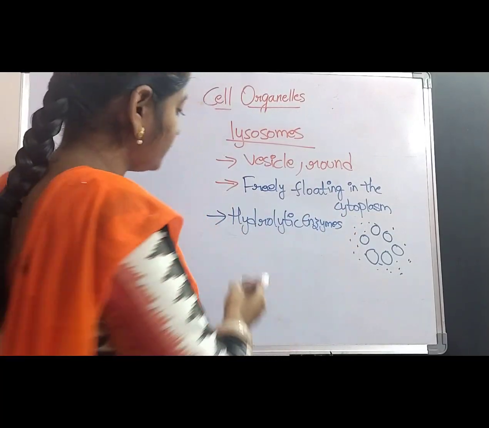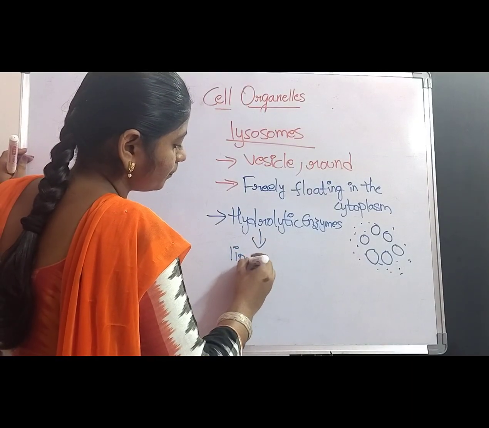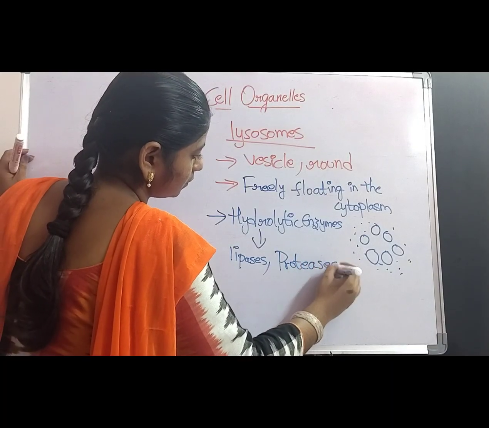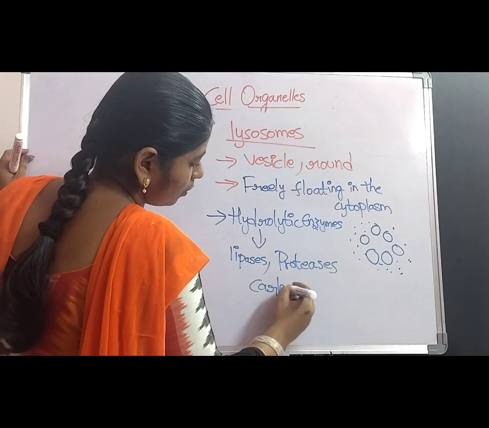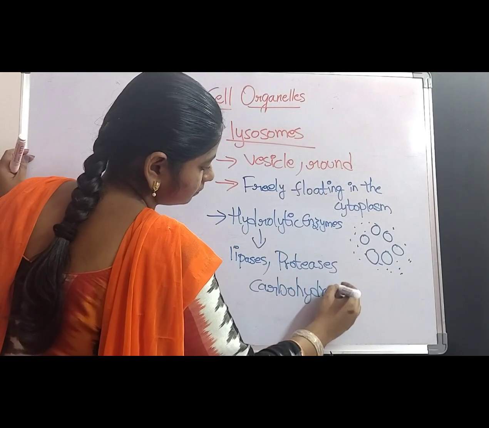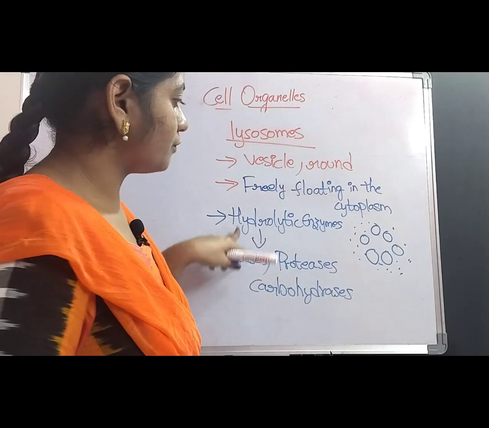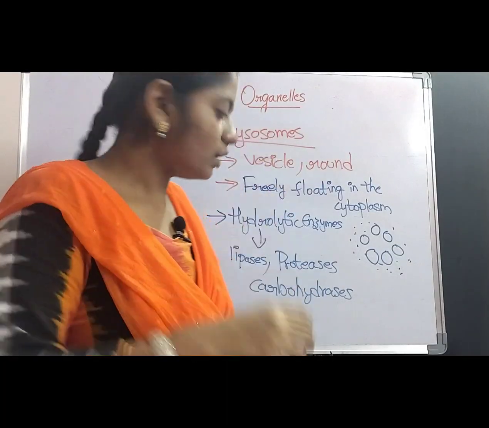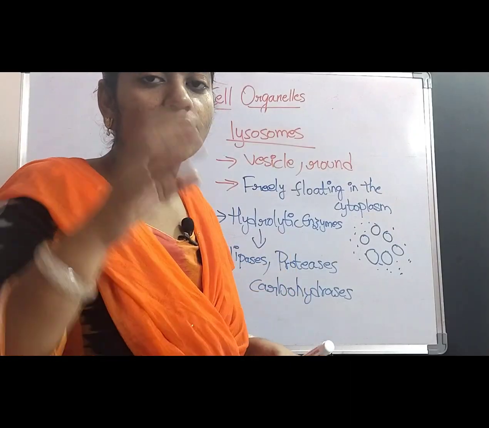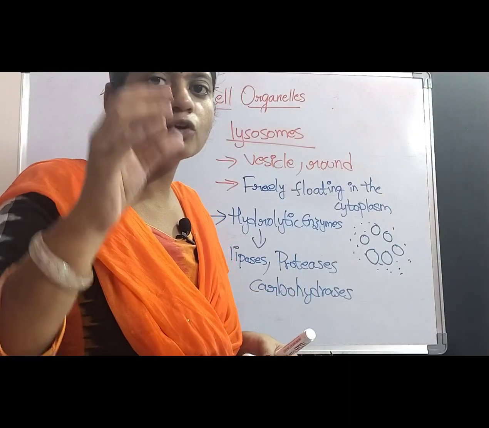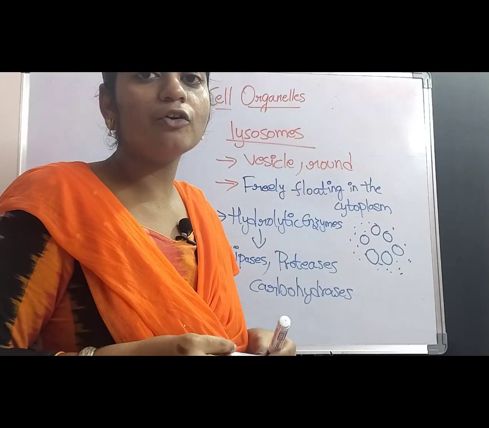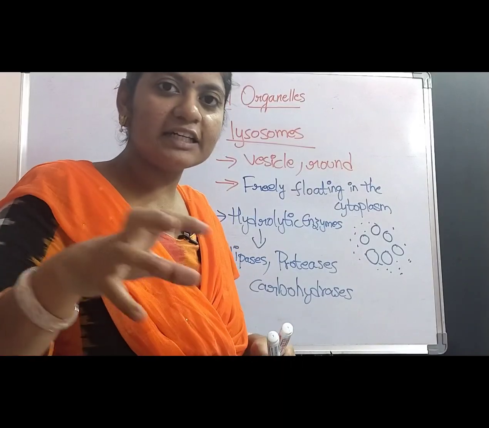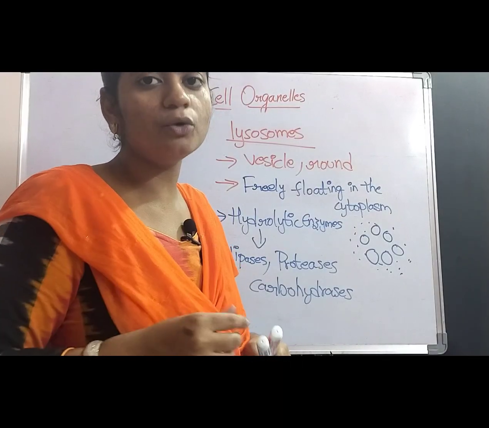What are the hydrolytic enzymes? Lipases, proteases, carbohydrases. These are the different types of hydrolytic enzymes which are processed in the Golgi complex. The processed enzymes form into vesicle-like structures. Those vesicle-like structures which contain the hydrolytic enzymes are called lysosomes.